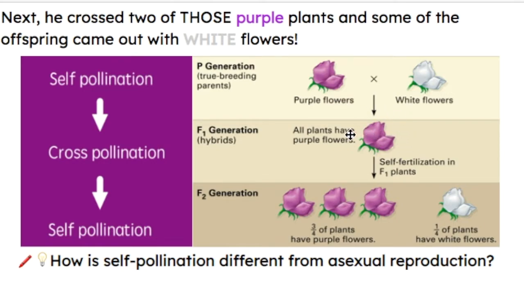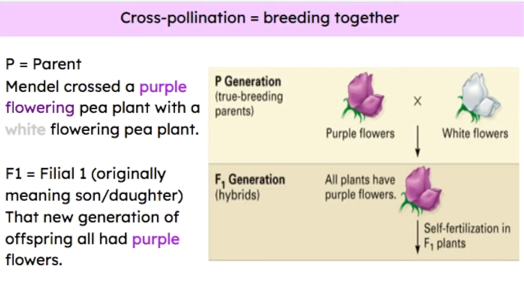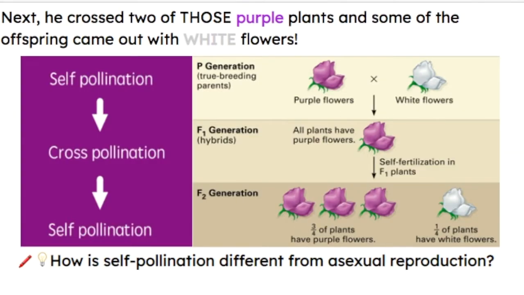So go ahead and write down here, how is self-pollination different from asexual reproduction? And if you're not sure, I did explain it on the slide before that looked like this. So go back one slide and listen to my explanation and write your answer. Pause now if you need more time.